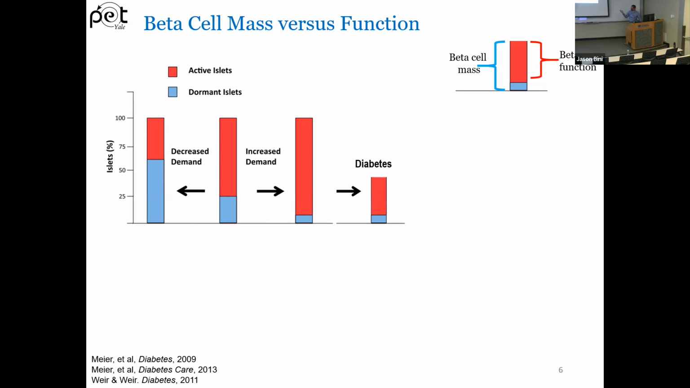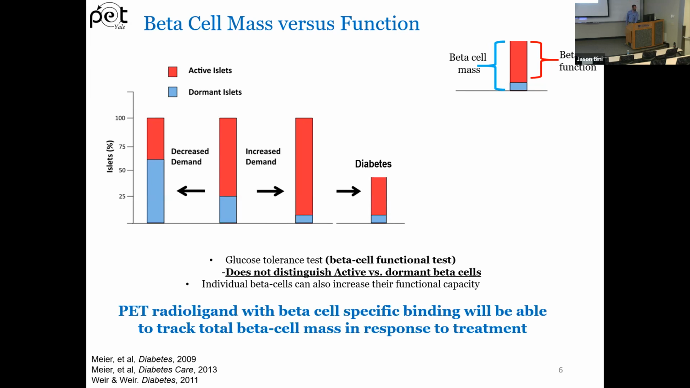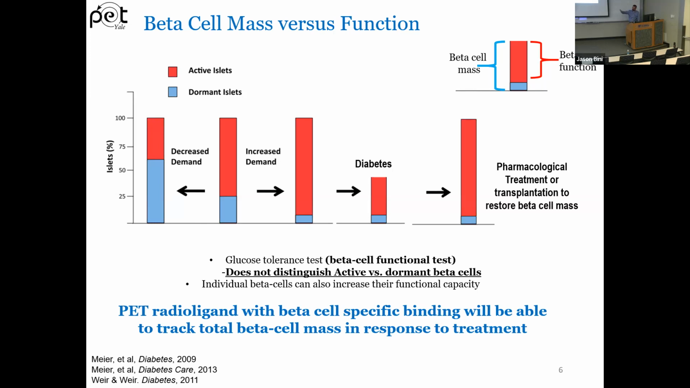And obviously in diabetes, you're going to get this reduction in beta cell mass, and how much of that is active versus dormant is still up for debate and could be patient specific. So again, a lot of times a glucose tolerance test for beta cell function doesn't really distinguish between these two. So we hope that a PET measurement of just beta cell mass combined with a functional measure will give us a better picture of this. And if we're going to do this longitudinally, we can then track that in vivo and measure this increase in transplanted or pharmacologically treated beta cells.